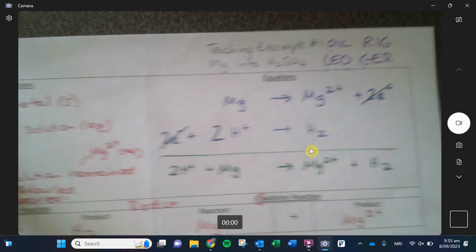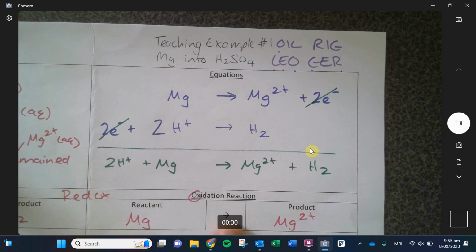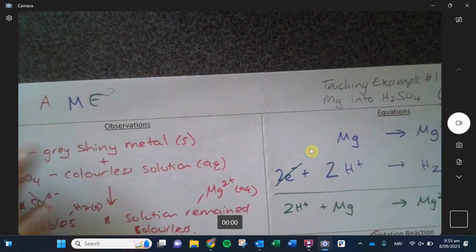All right. Just because I do get this question every so often, people ask, does it matter the order that I write things in? No, it just needs to be on the right side of the equation. So if you put the magnesium first and then the hydrogen ion, I'm not going to mark you down for that. Cool. So that is our excellence.